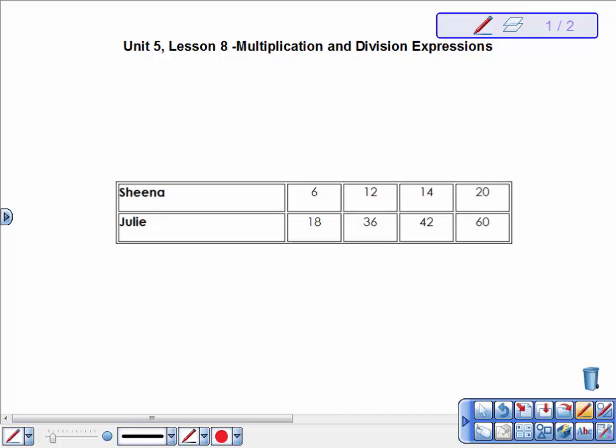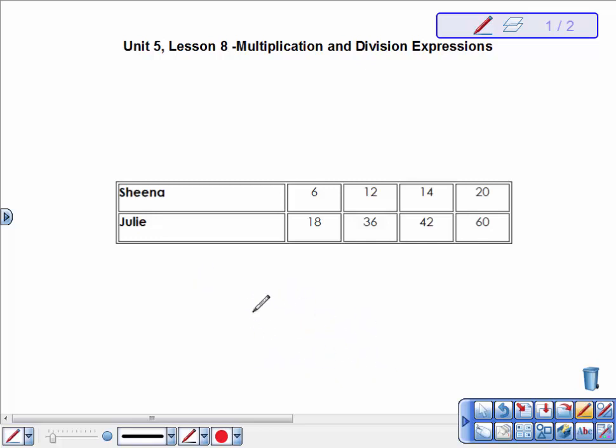Hello, everyone. Today we are going to cover Unit 5, Lesson 8, which is multiplication and division expressions. Now, this lesson is almost exactly the same as the lesson that we did for Lesson 7, which was addition and subtraction expressions. The only difference for this lesson is that instead of adding and subtracting, now we're going to multiply or divide. So that's the only difference in today's lesson.